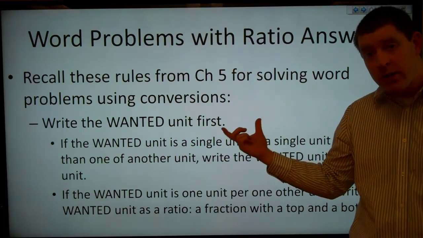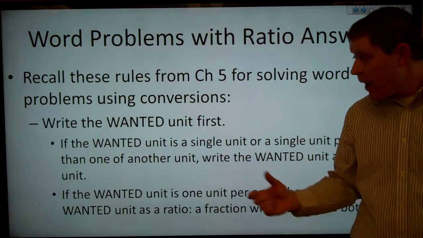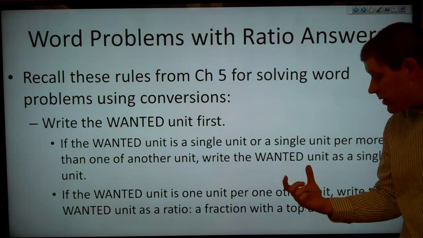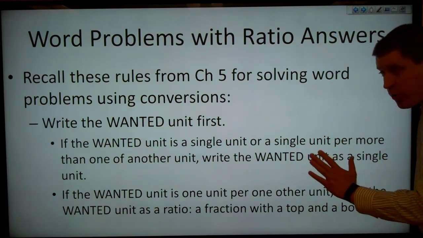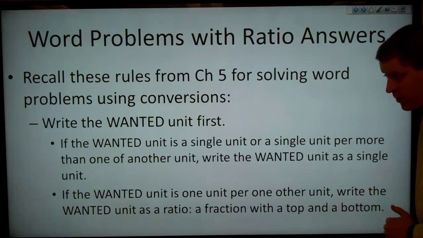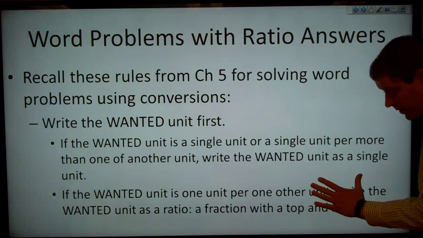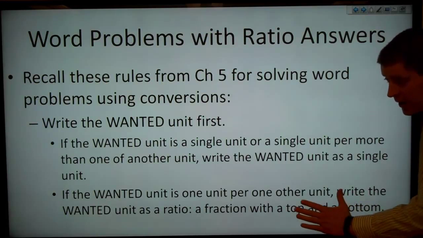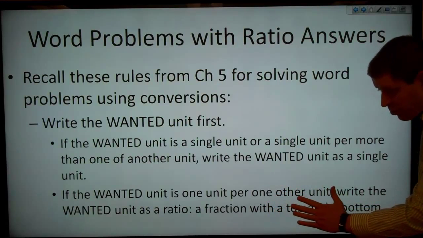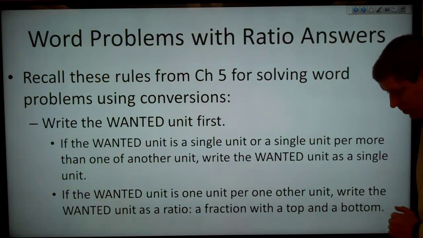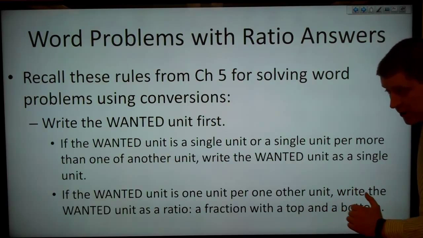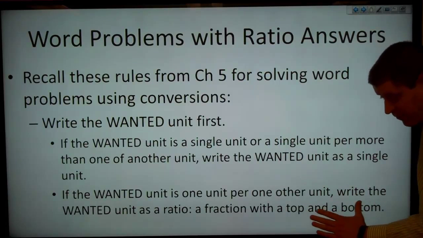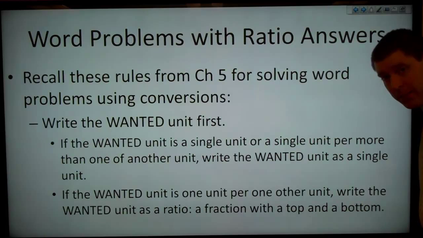Write the wanted unit first, and if the wanted unit is a single unit or a single unit per more than one of another unit, then write the wanted unit as a single unit. If, on the other hand, the wanted unit is 1 unit per one other unit, then write the wanted unit as a ratio, that is, as a fraction with a top and a bottom.